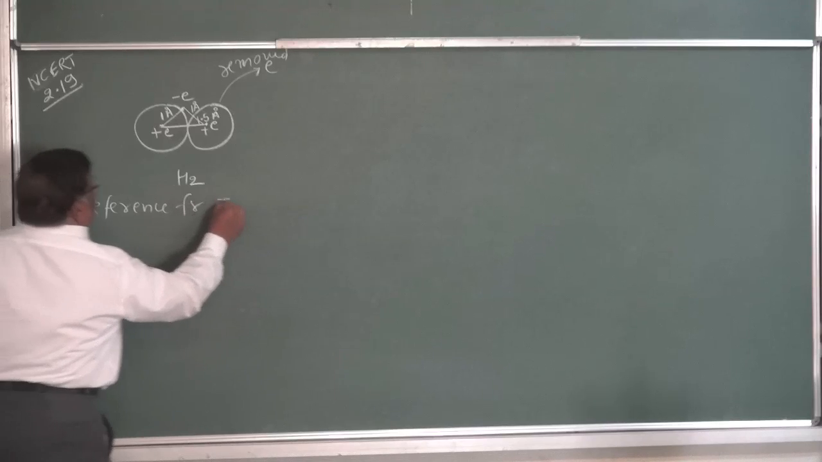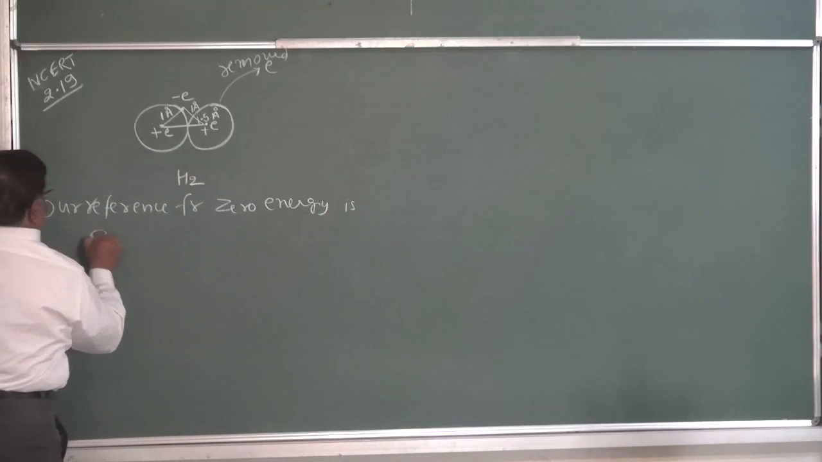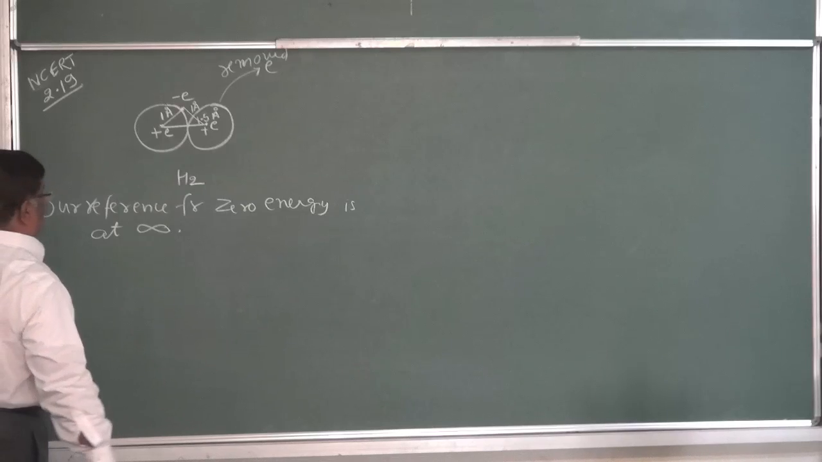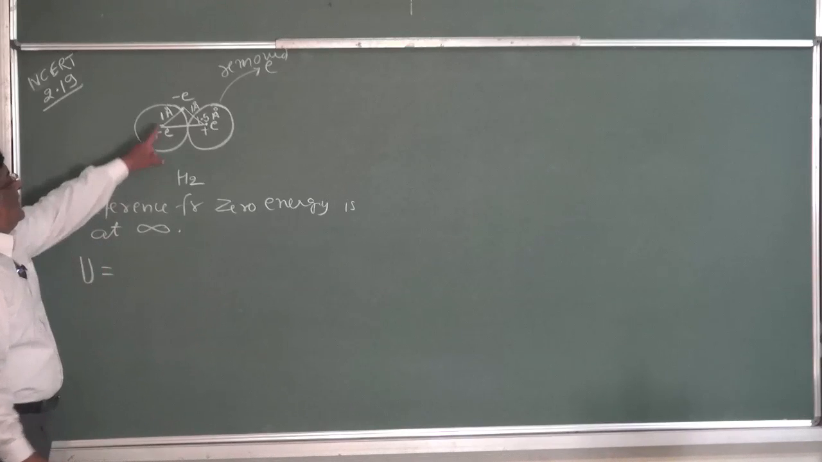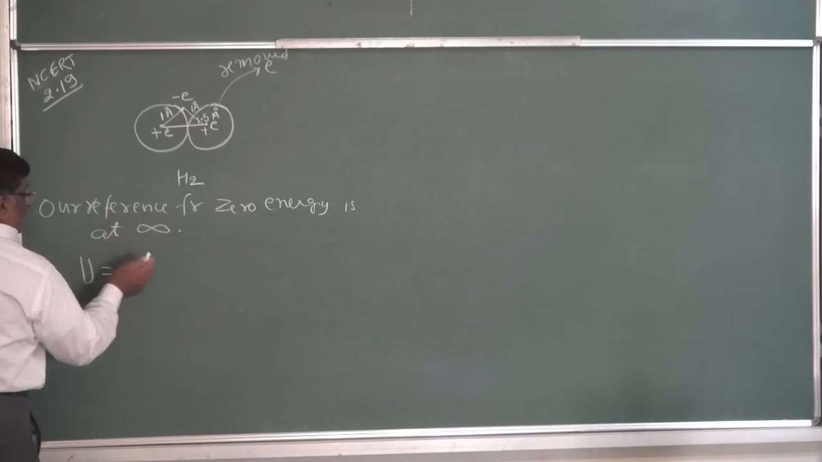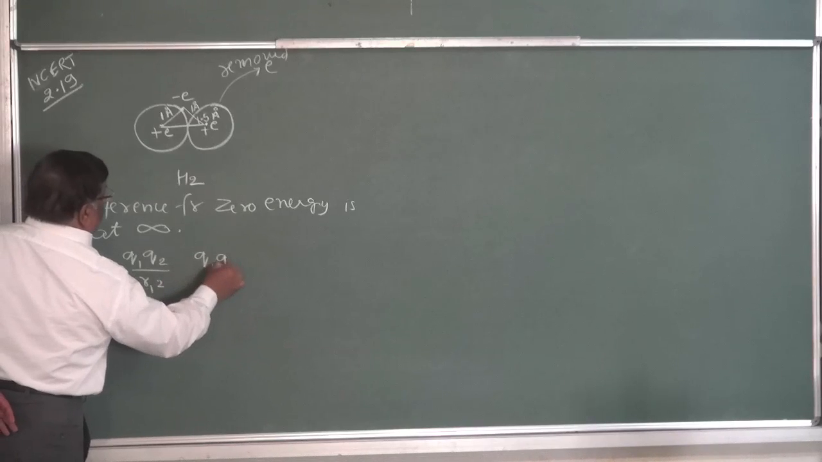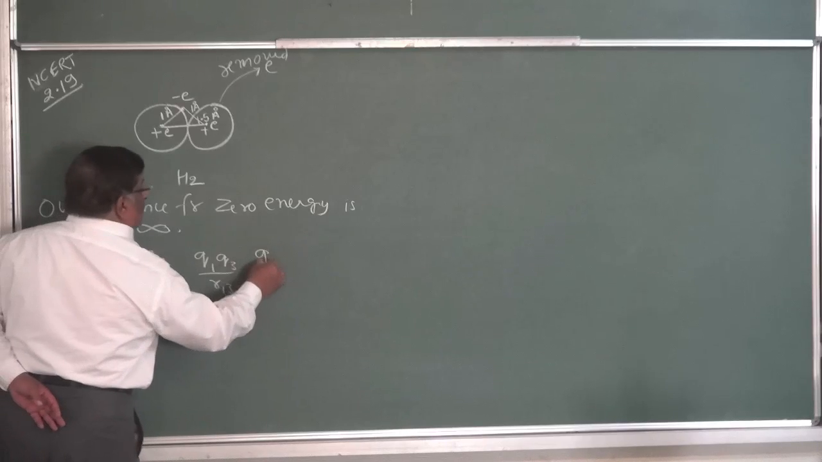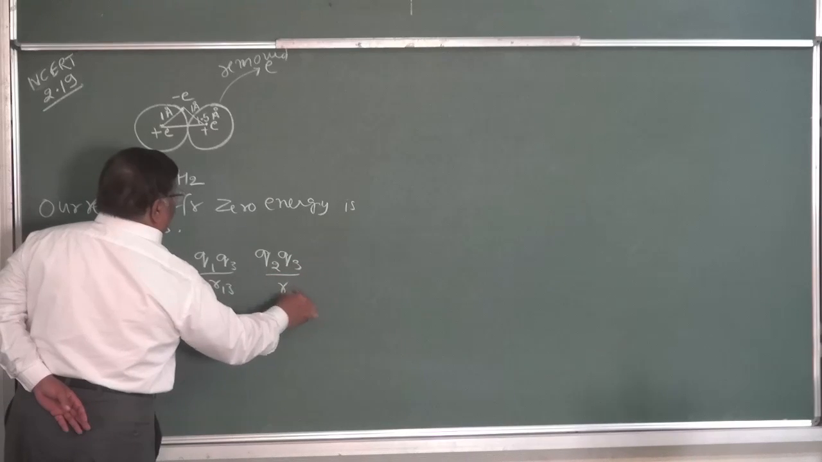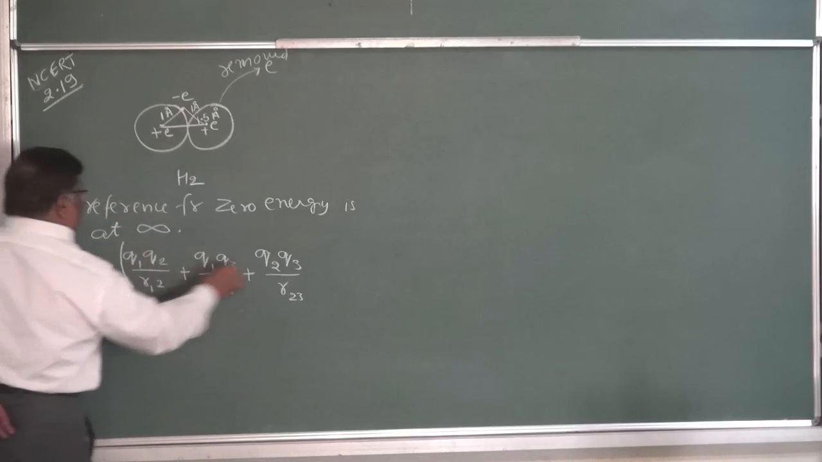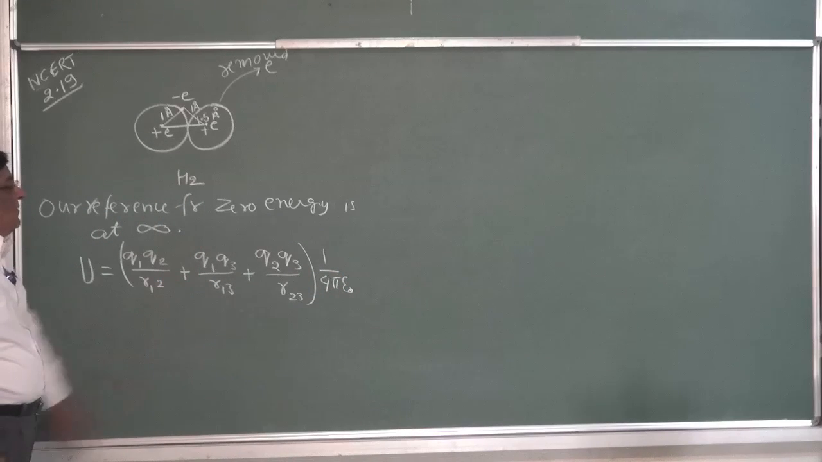Our reference for zero energy is at infinity. That's why we are allowed to use the formula. Which formula? The potential energy of the system. How many particle system? 3 particle system. And for a 3 particle system, you remember it, correct: Q1 Q2 upon R12, Q1 Q3 upon R13, and Q2 Q3 upon R23, and all are to be multiplied with 1 upon 4 pi epsilon naught, which we take as common. This was our formula for potential energy of a 3 particle system.